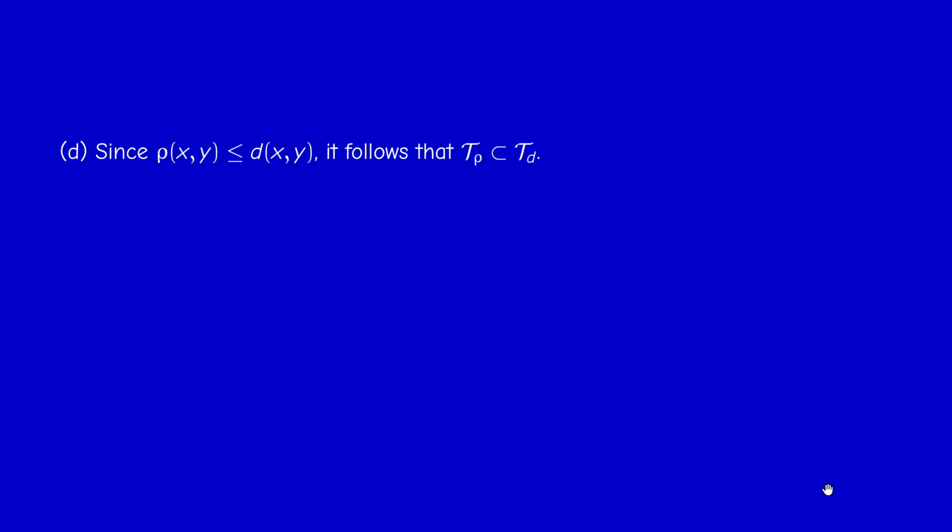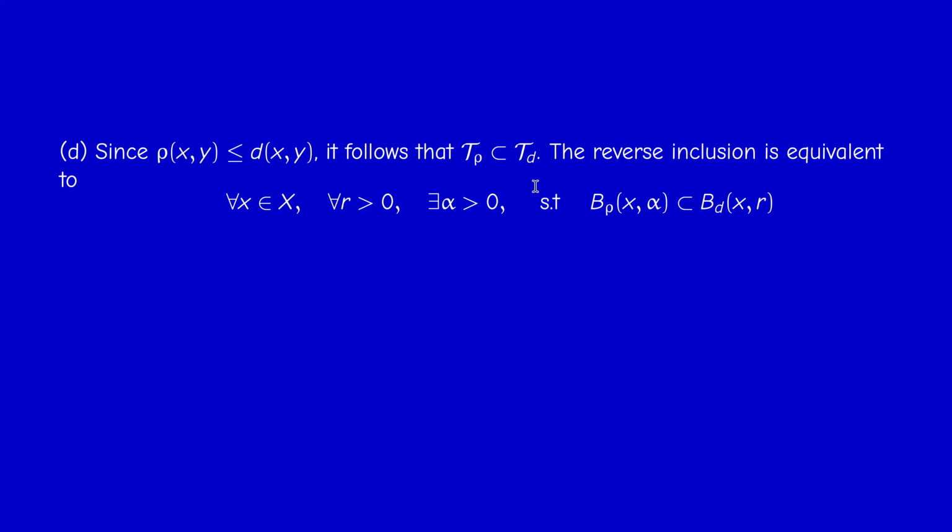Now, why are they topologically equivalent? First we have to observe that rho is less than or equal to d, because we are dividing d by something bigger than or equal to 1. So rho is less than d, and therefore from this we can directly conclude that T rho is contained in T. Now, for the reverse inclusion, we write the condition that we want to prove, which we explained in the lectures.